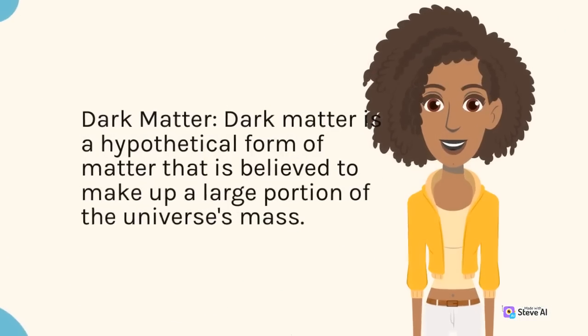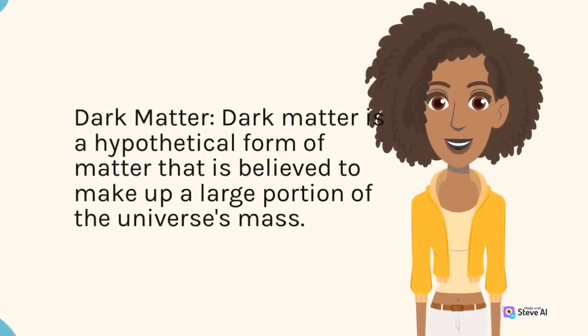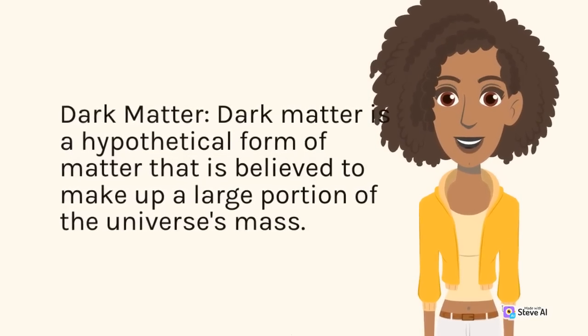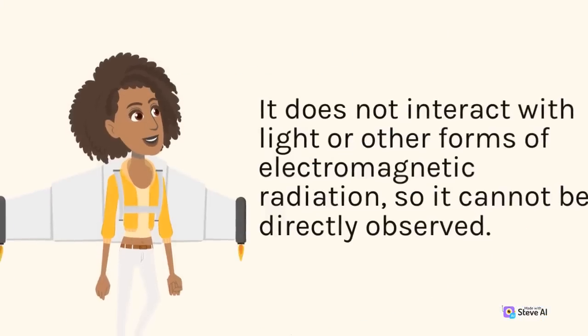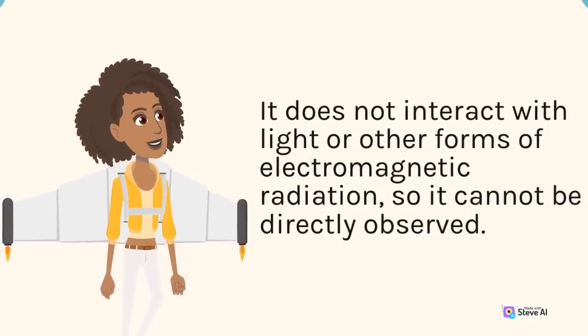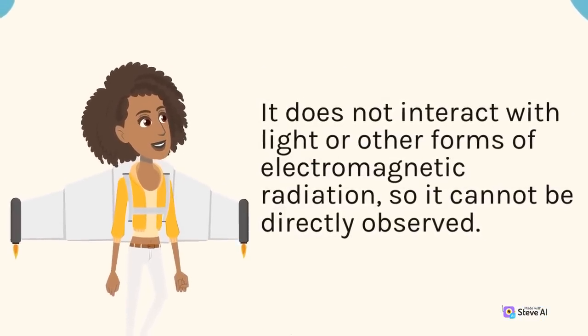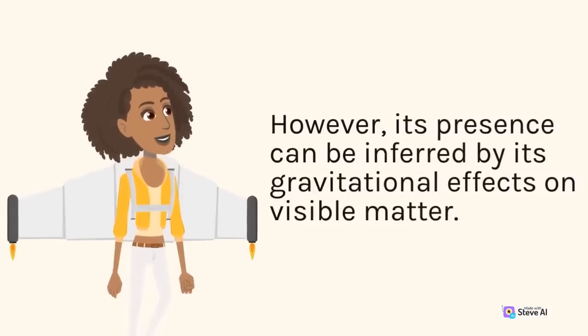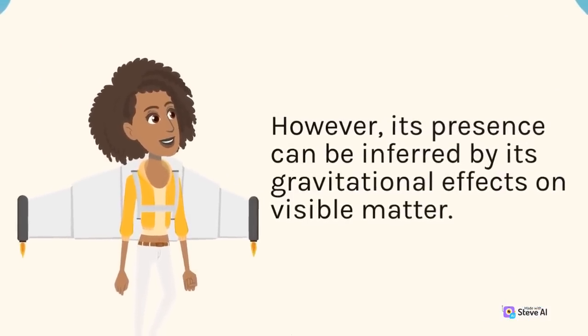Dark matter. Dark matter is a hypothetical form of matter that is believed to make up a large portion of the universe's mass. It does not interact with light or other forms of electromagnetic radiation, so it cannot be directly observed. However, its presence can be inferred by its gravitational effects on visible matter.